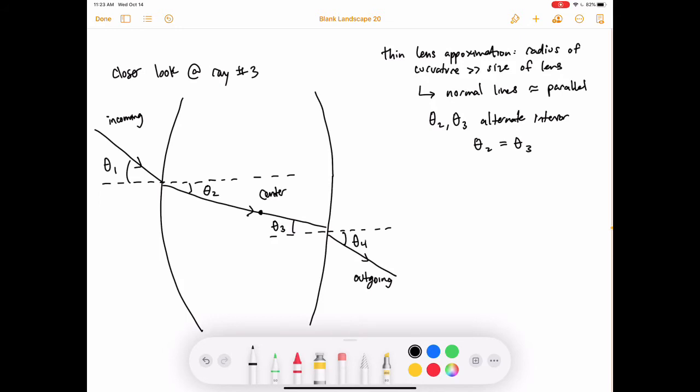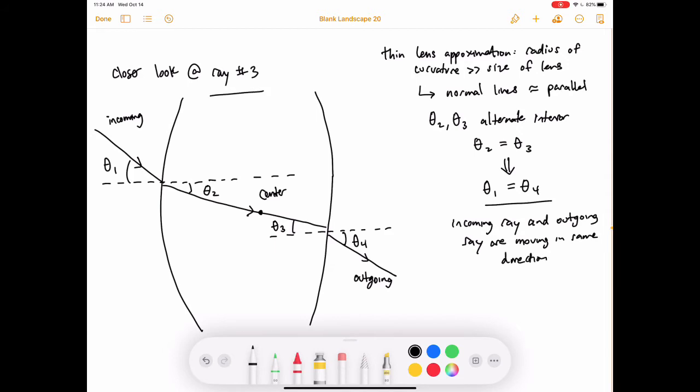But if theta 2 is equal to theta 3, that immediately implies that theta 1 is equal to theta 4. And that's what we were trying to show. The incoming ray and the outgoing ray are moving in the same direction, which is why we have principal ray number 3, which goes through the center of the lens without changing direction. That's where this comes from.